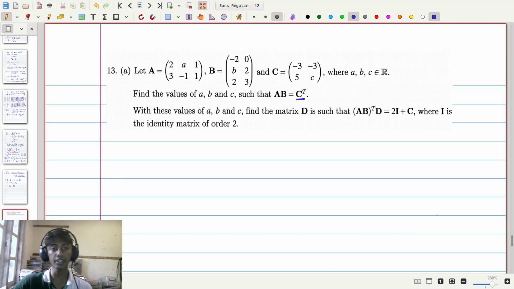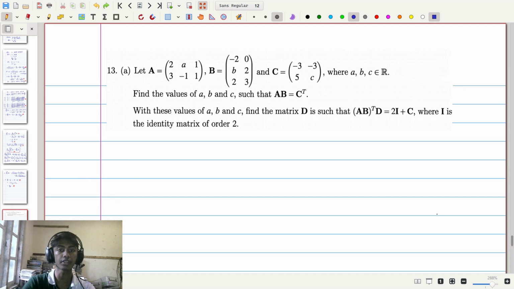Now, with these values of A, B, and C that you found, find the matrix capital D such that capital A matrix times capital B matrix, whole thing transposed, times capital D matrix is equal to 2I plus capital C matrix, where I is the identity matrix of order 2.